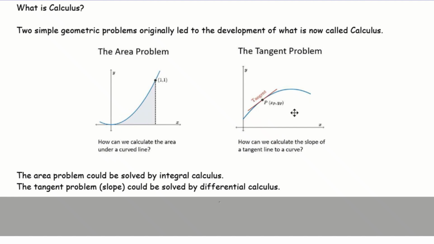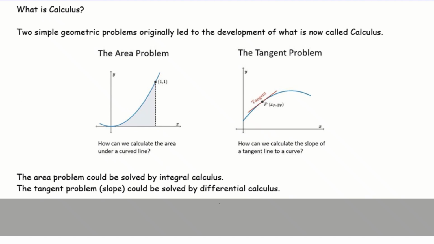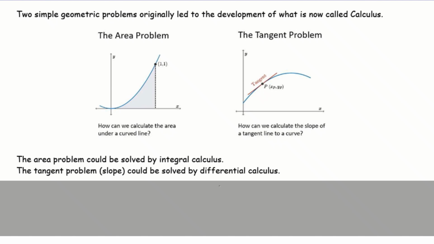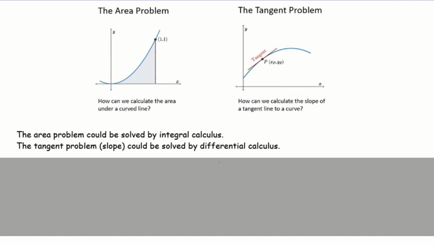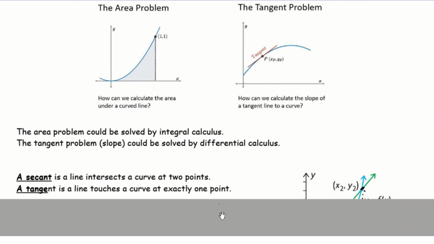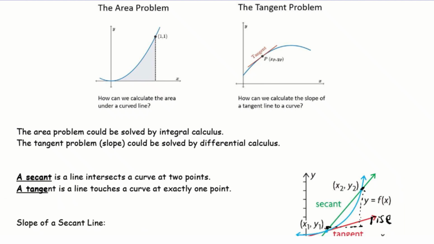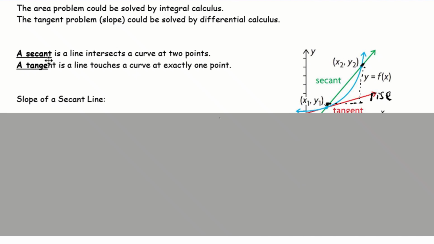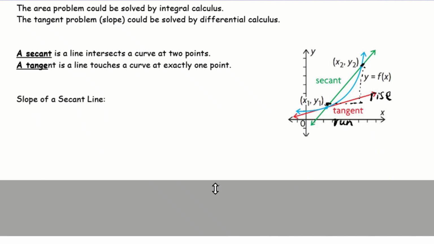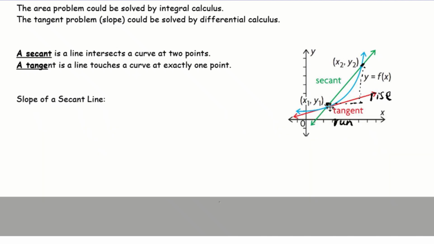and the tangent problem could be solved by differential calculus. So we are going to focus on the tangent problem, the differential calculus. In order to find the slope of the tangent, we want to introduce two terms. One is secant, another one is tangent. The secant is a line that intersects with a curve at 2 points.